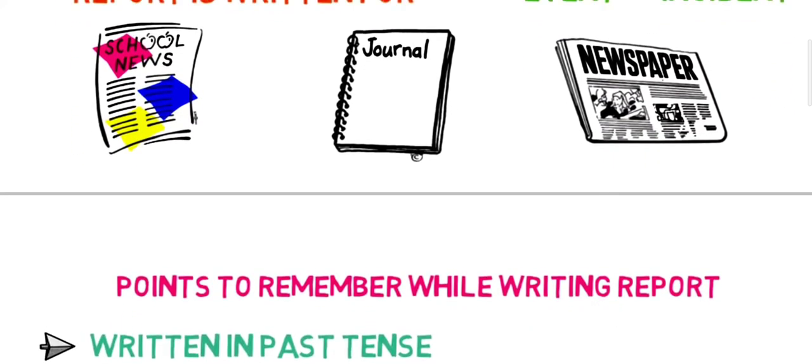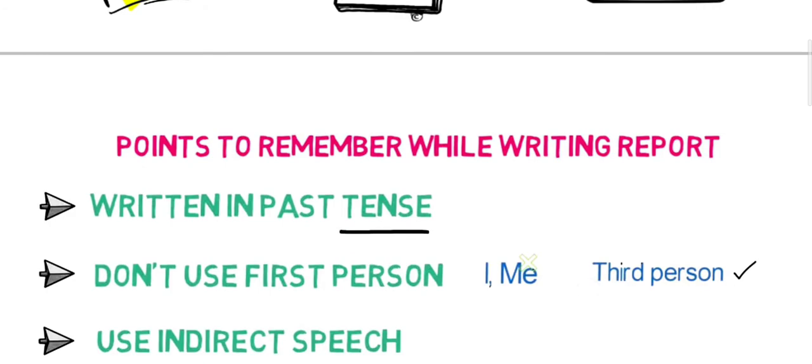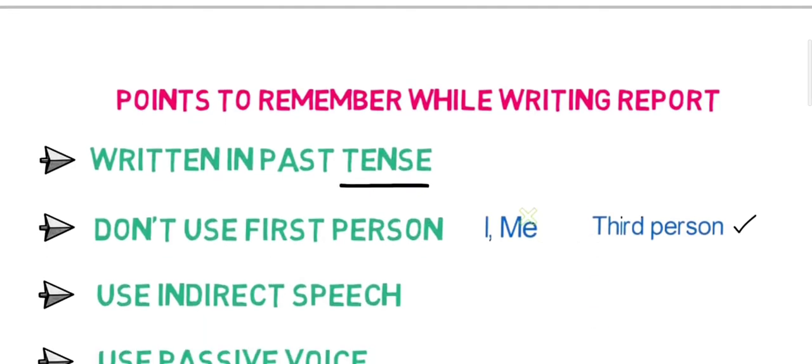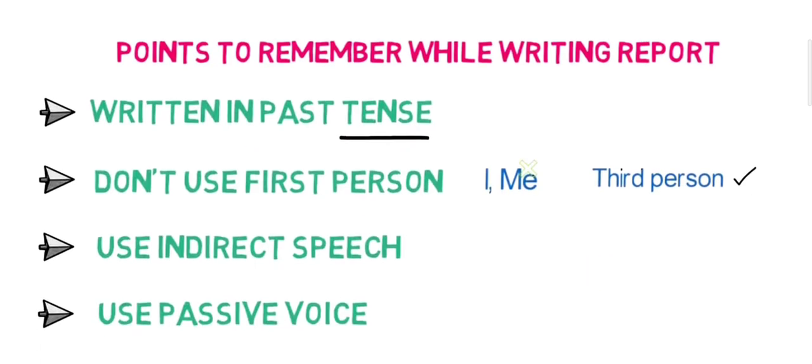For example, in school news, journals and newspapers. Here are some key points to write a report. So let's see. The first one is that it is written in past tense. We always write a report in the past tense and we don't use first person. For example, I, me. These are first person and we never use first person in report writing. We always use third person.